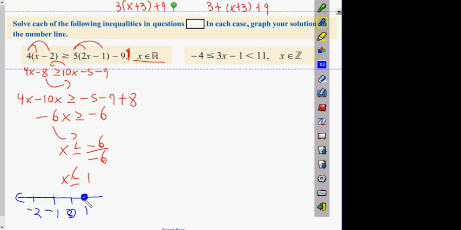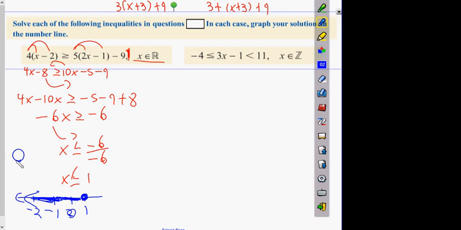Do I want it to be bigger or smaller than 1? Smaller. So we shade it all the way in, and then you draw a line to say it goes on forever. X is less than, so x is smaller than 1. If that had no equal sign, you'd use a hollow dot. It'd be just less than, and you'd use a hollow dot instead of a filled in dot.